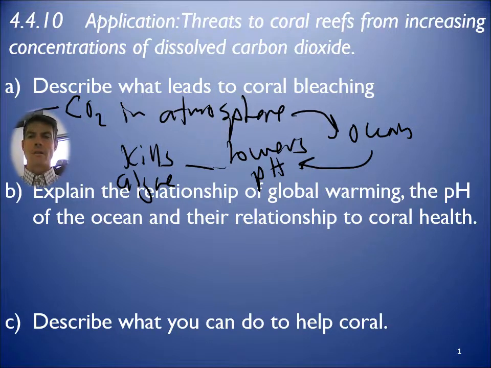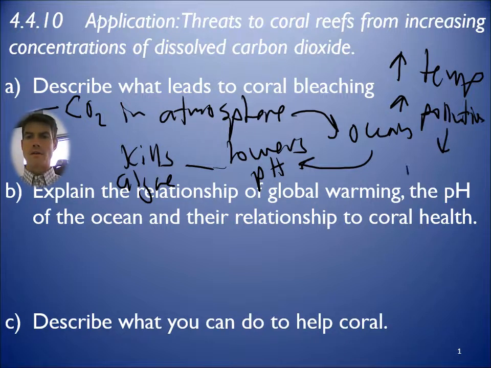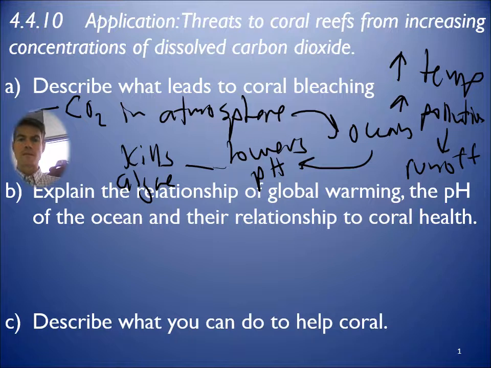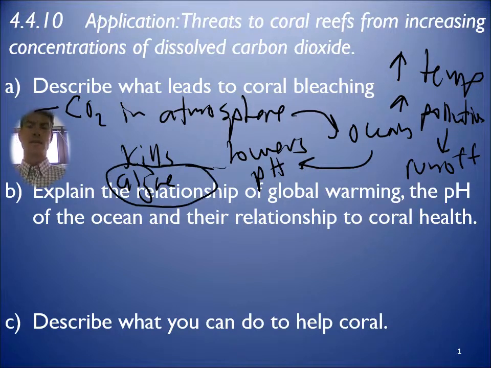Other things could be increase in temperature and increase in other pollution, basically runoff. So nutrients, nitrates, phosphates from farms can get in the water and then cause it to get cloudy, and then these algae cannot get the sunlight they need.